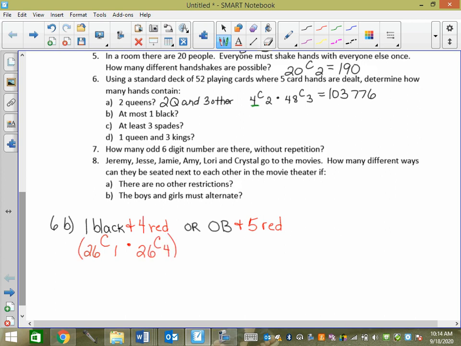Or means I add. Do I have to include the 0 case? No. If I include it, am I wrong? No. If I went 26C0, it would just give me 1, and 1 times anything is just whatever the other thing is. So you can include it or not, it doesn't matter. I'm just going to exclude it, and I have 26C5.